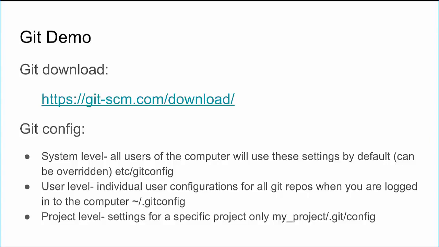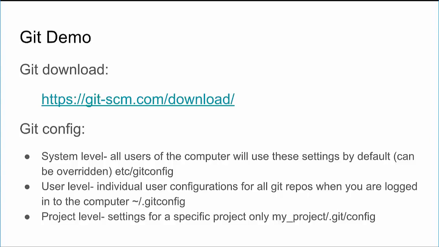.gitconfig. Now there are several different levels of configuration file. So the system level, what this means is these are configurations for all users of the computer. They're going to use these settings by default. These, of course, can be overridden. They're usually stored in a file called gitconfig in your etc directory.